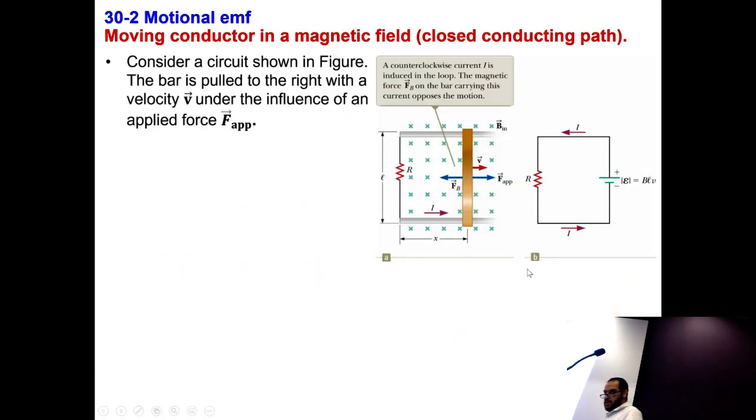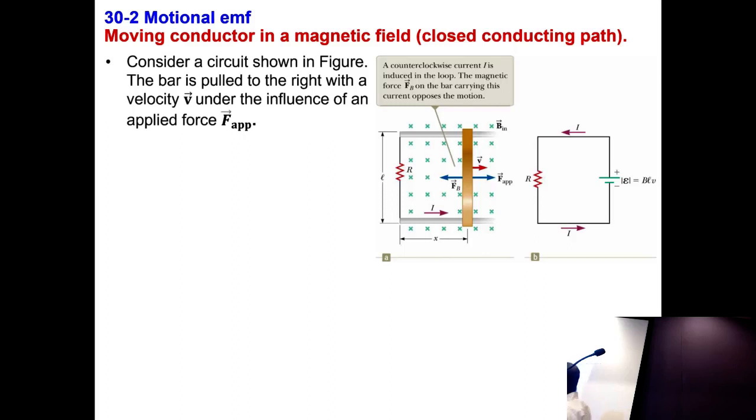Now let's make it more exciting. Let's make it a circuit so that there is a loop and there is a bar here, and we are moving this bar with an applied force. So this is considered a circuit as shown. The bar is pulled to the right with velocity v under the influence of an applied force. Let's draw this circuit here. This circuit has a resistance here. We said this bar will have an induced EMF equal to BLV.